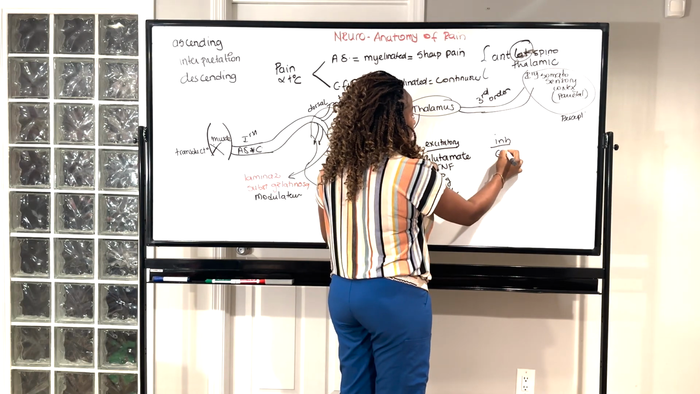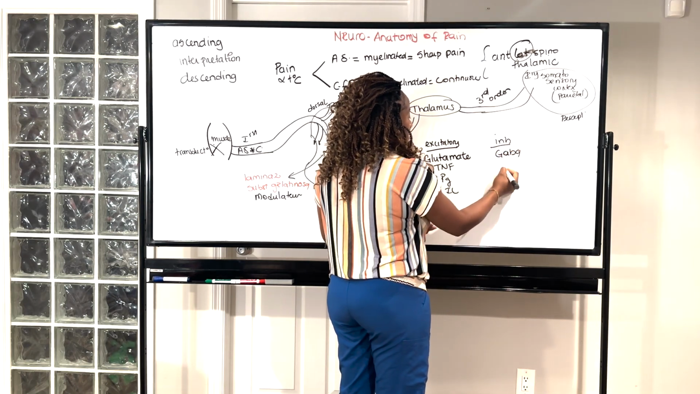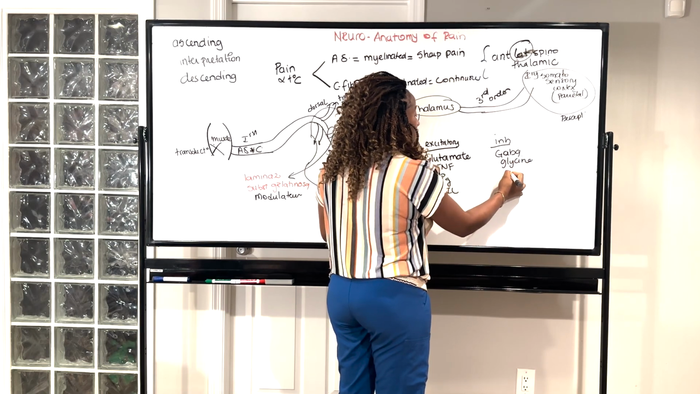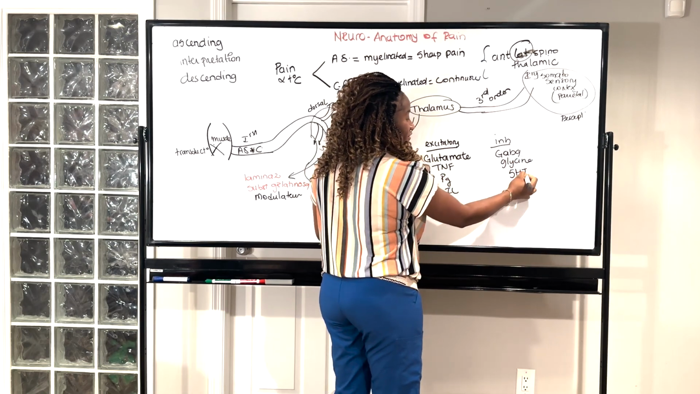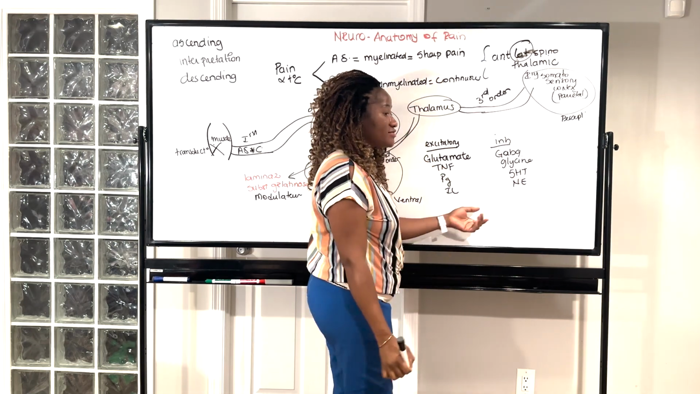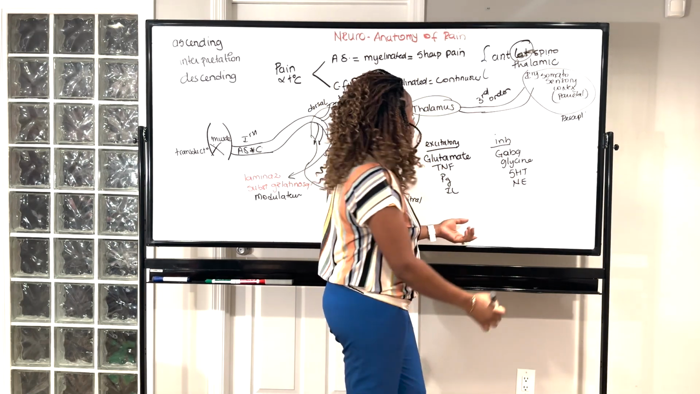Now we also have our inhibitors, decreasing the sensation of pain. We're going to have the GABA neuron, glycine. We're going to have serotonin, 5-HT. We're going to have norepinephrine. And we're also going to have morphine.